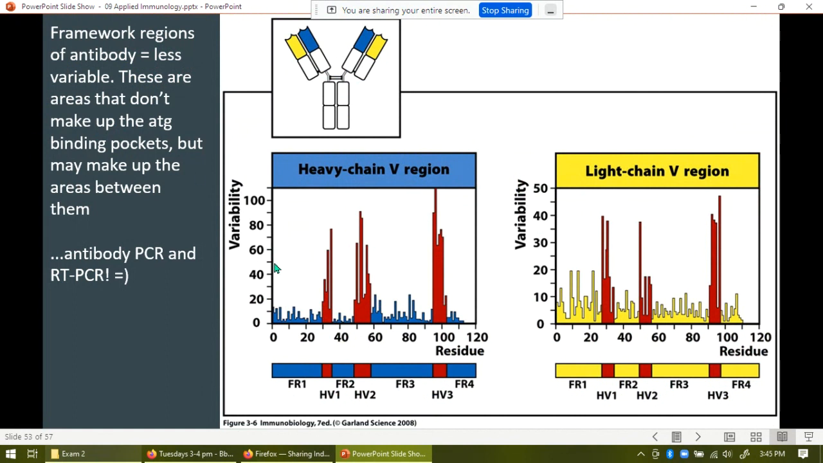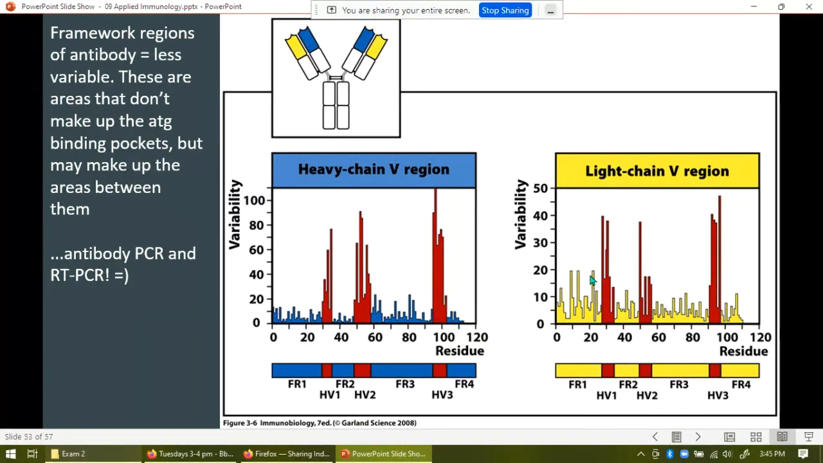So what you're going to do is take a bunch of primers that bind down here and are directed this way, and then take primers that bind down here and are directed this way, and throw those into the PCR reactor. That way you can amplify basically any antibody that might be present.